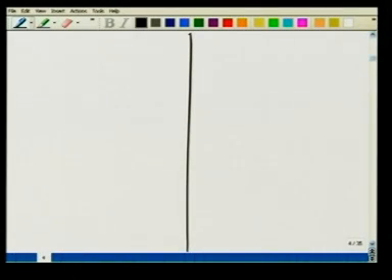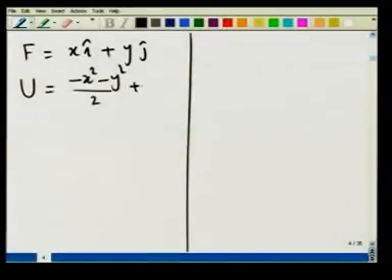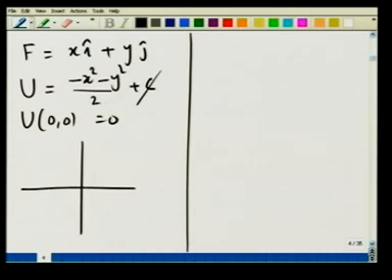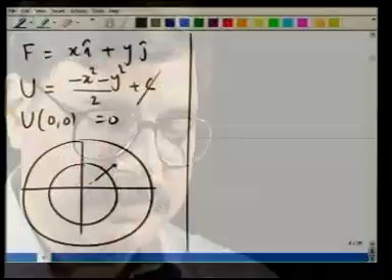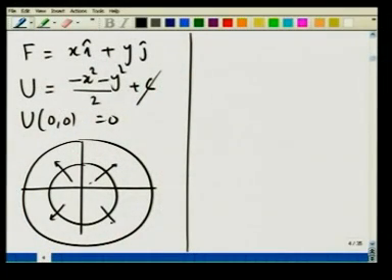Let me carry the arguments further. In the case of F equals xi plus yj, I found that u is equal to minus x squared minus y squared plus c. I can take as a reference point u at (0,0) to be 0, then the c becomes 0 and the constant energy surfaces are like this. U becomes more and more negative as you go further and further out, and therefore the force is in this direction, as we can already see, it's radially out.